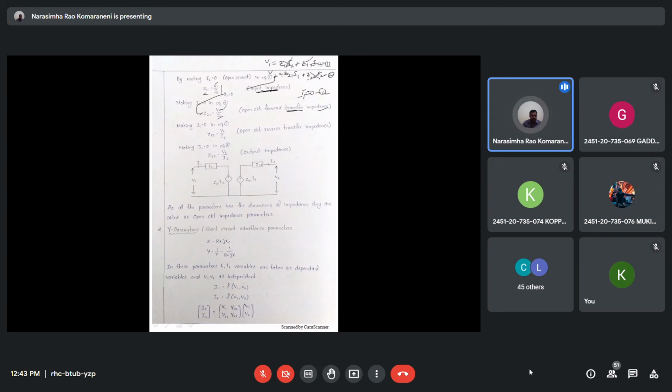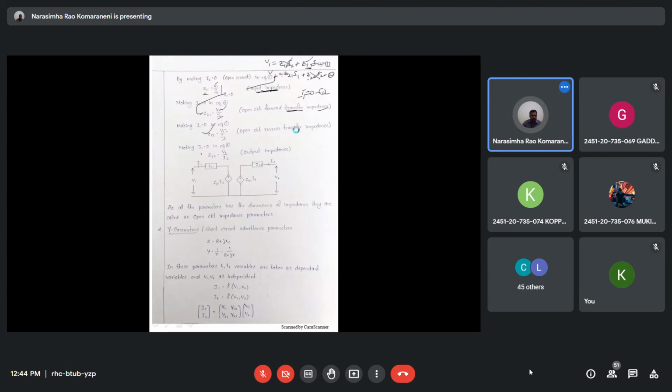Therefore, Z12 equal to V1 by I2. Here again it is the ratio of voltage by current. It is also an impedance, but it is a reverse transfer impedance. It is the ratio of the input voltage by the output current, so it is called the reverse transfer impedance.